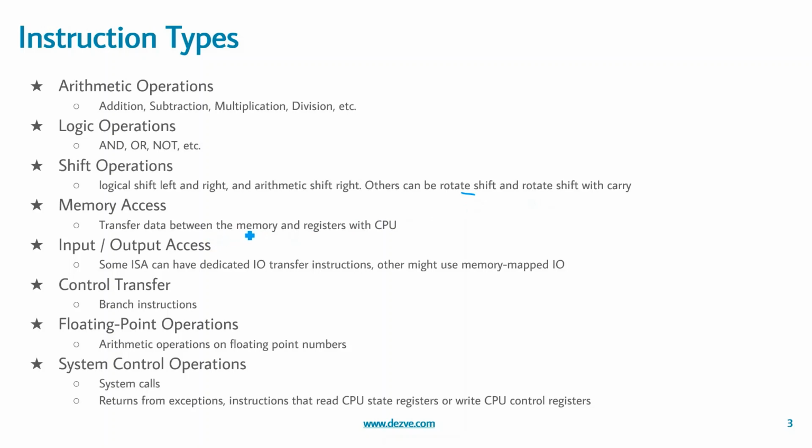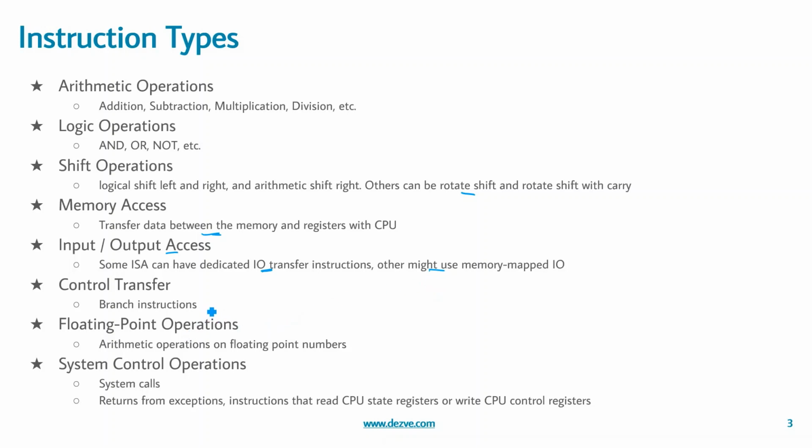Now the CPU often needs to access data from memory, and it also has certain state registers. So there have to be certain instructions which transfer data between memory and registers. Some ISAs have dedicated IO transfer instructions which can read and write to the IO. What it might assume is a memory mapped IO. What this basically means is that IO is mapped to a memory region, and from that point all the instructions assume it to be like a memory address.